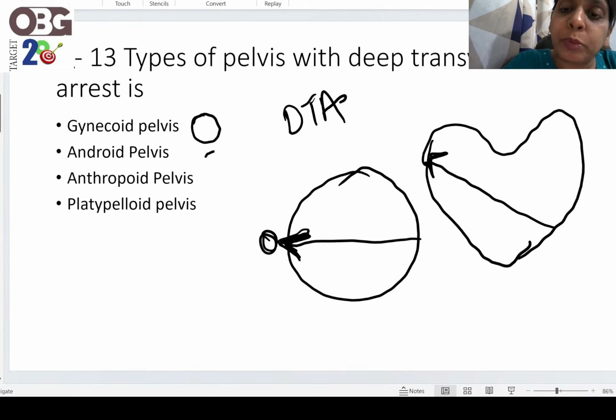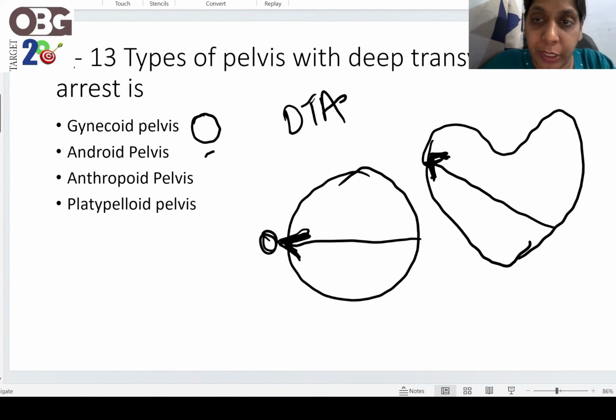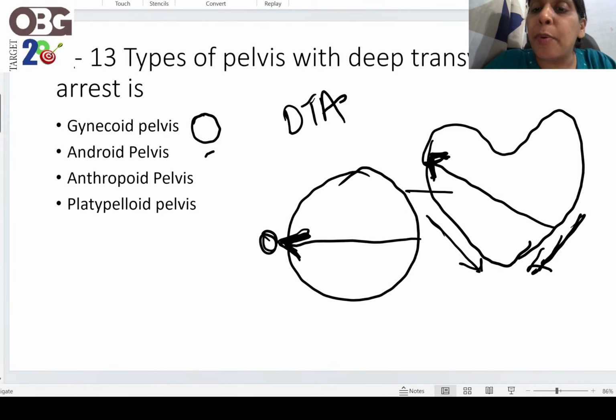is occiput posterior. One of our questions for today was already this: in which pelvis does the occiput posterior position occur? The answer was the android pelvis, and in the android pelvis the occiput is mostly posterior. This arrow indicates the occiput. Okay, and now because this pelvis is heart shaped, it is narrow in front and broad behind.